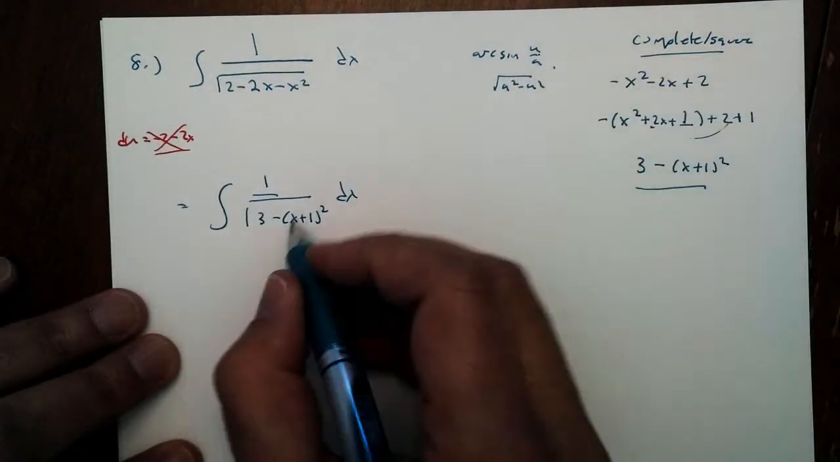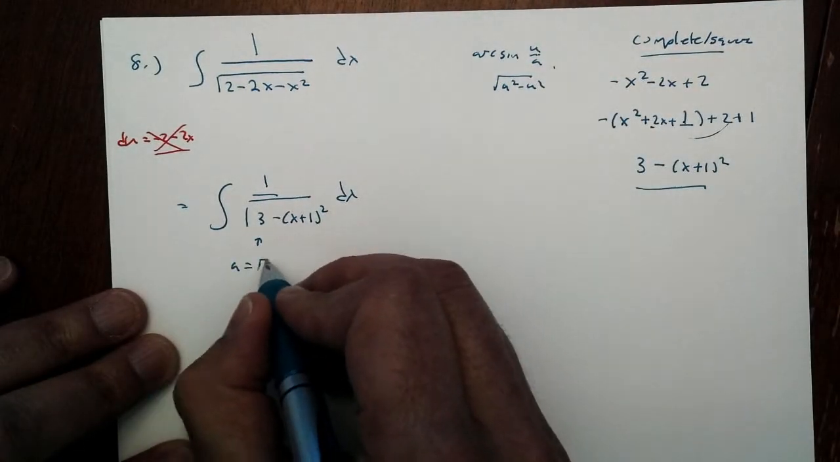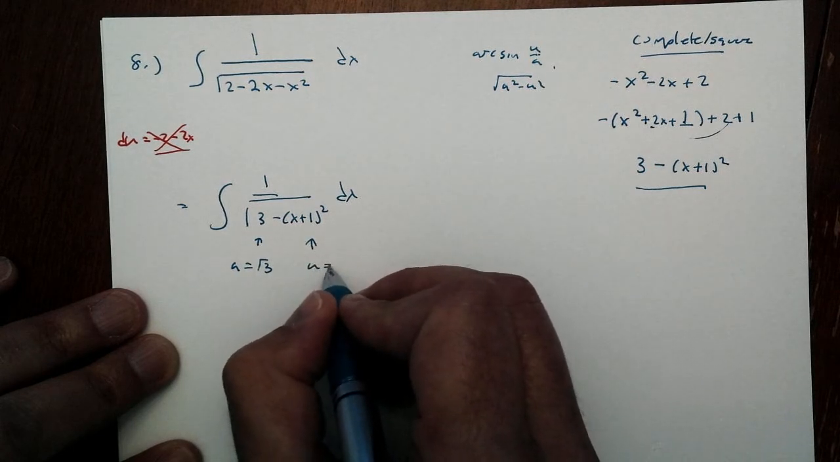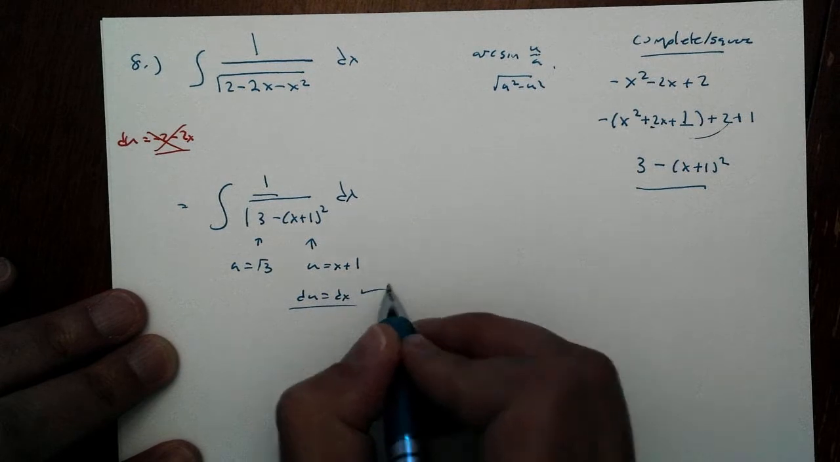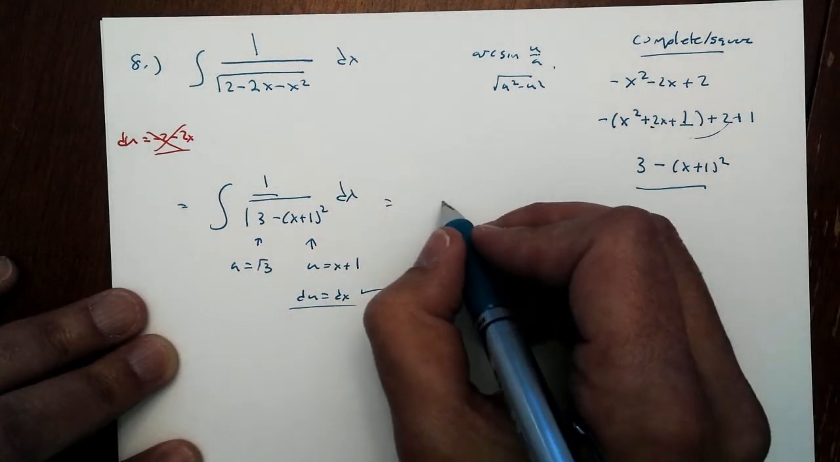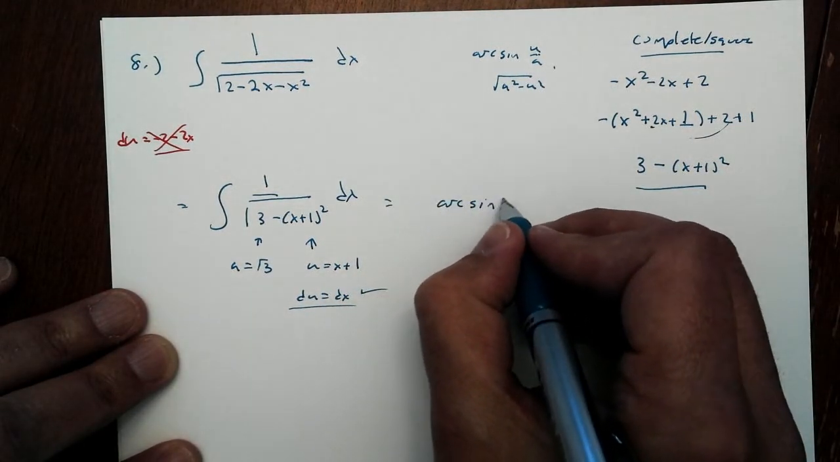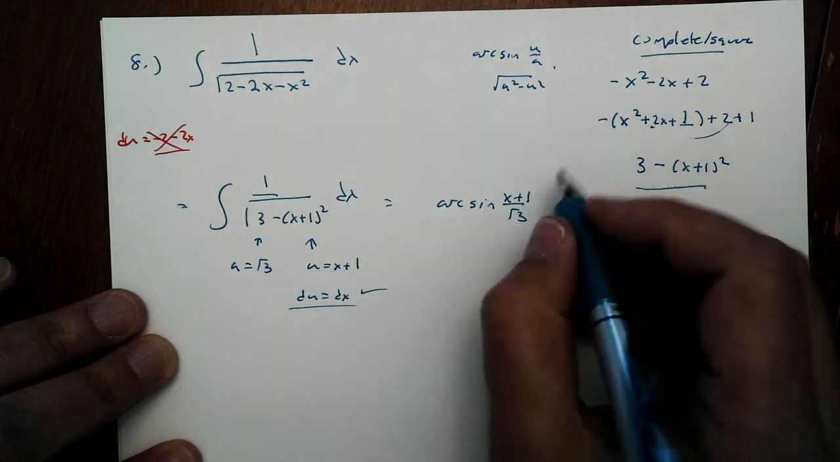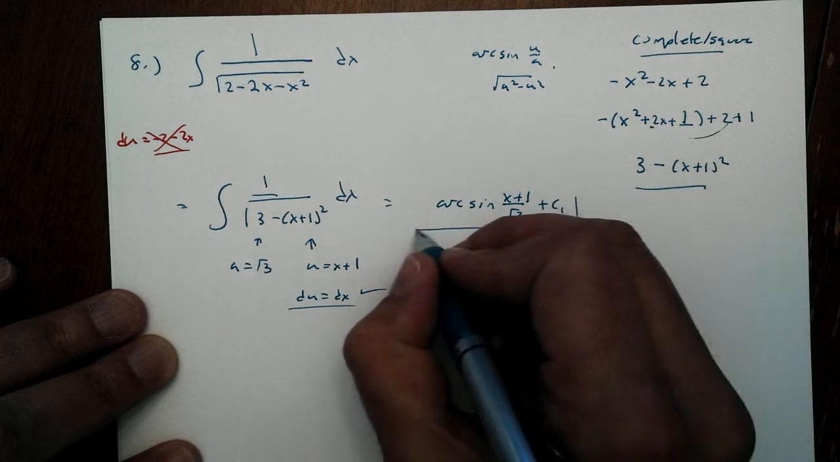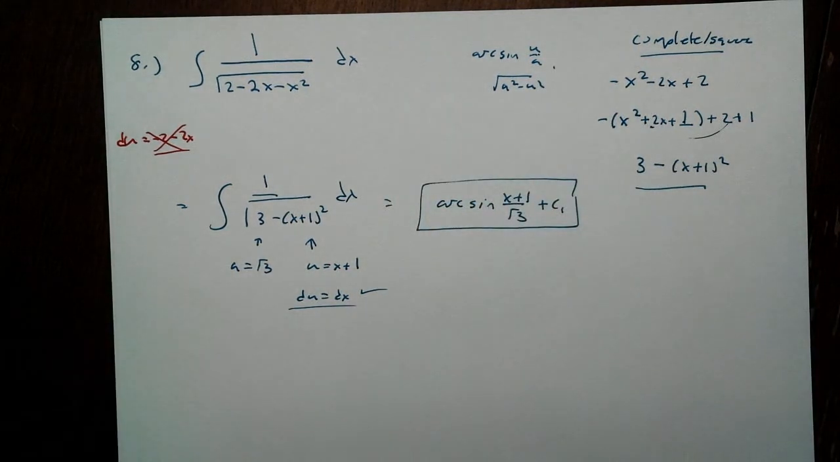So we need u and a. We know a is just going to be the square root of 3. u is just x plus 1. du is dx. Remember, you want to check this. We're good. So we're going to be left with the arc sine of u, x plus 1, over a, which is the square root of 3. And then don't forget your constant of integration right there. We haven't seen one of those in a while. That was kind of a nice little surprise.